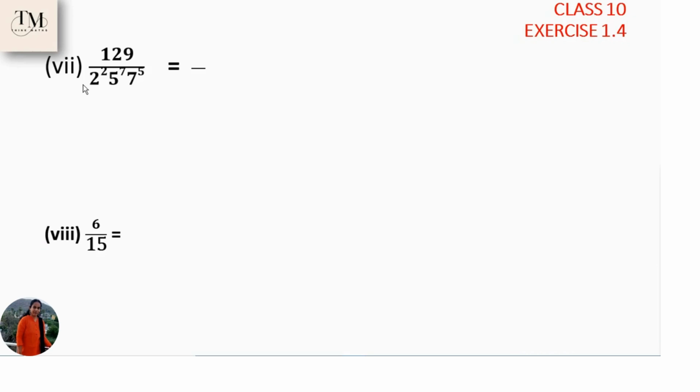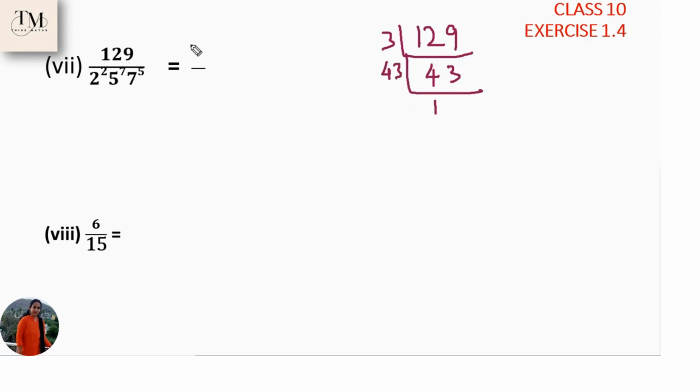129 divided by 2 power 2, 5 power 7, 7 power 5. So the denominator is already factorized. Let us factorize 129. 129, I think it is divisible by 3. 3 fours are 12, 3 threes are 9. So 43 is a prime number. So we can stop here.